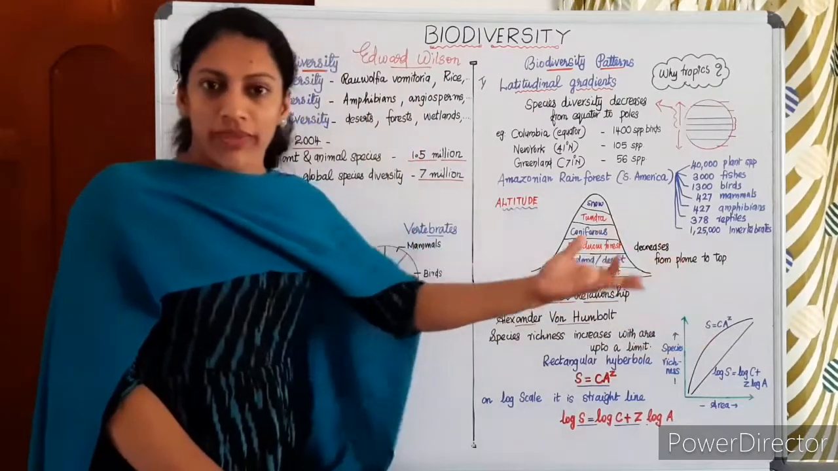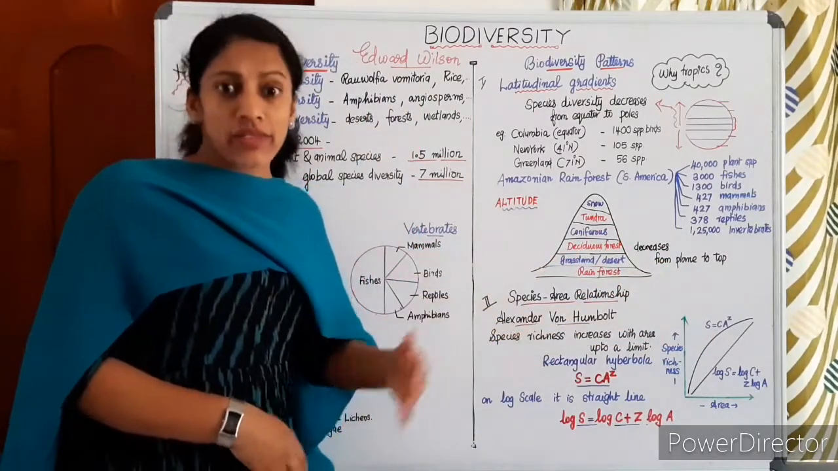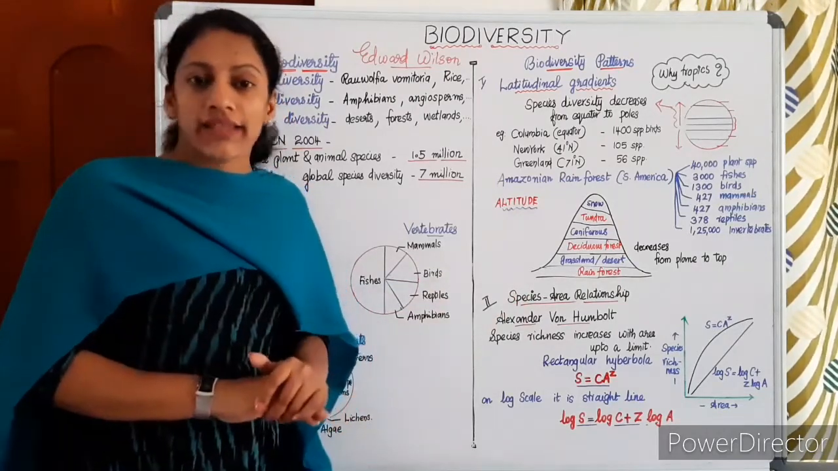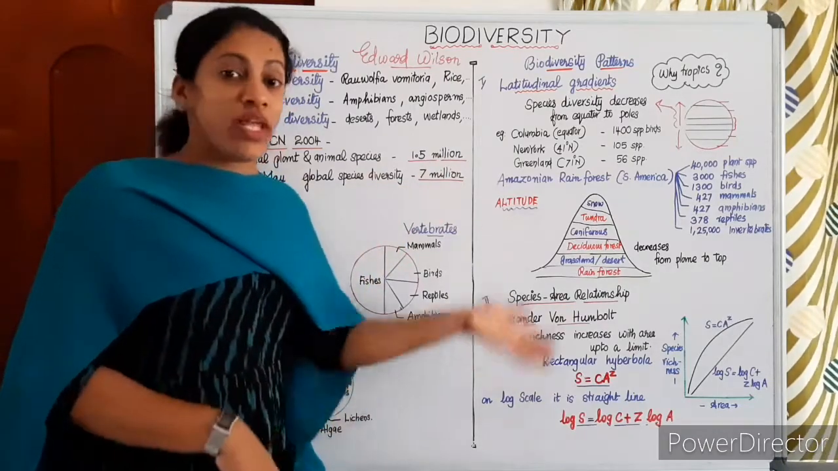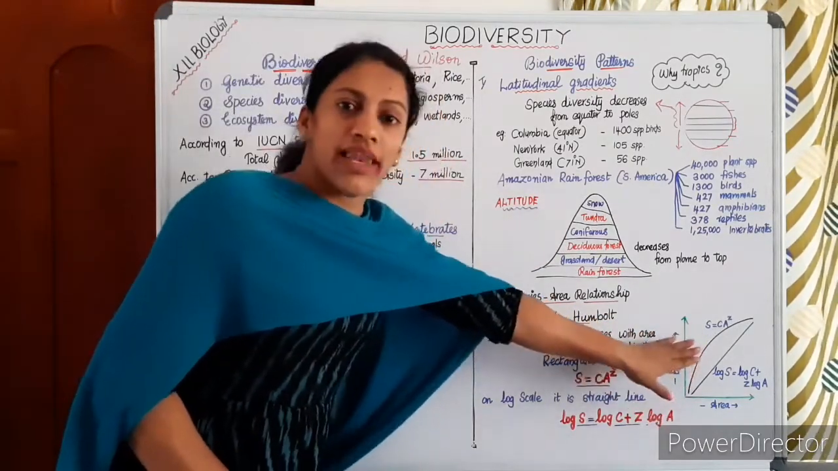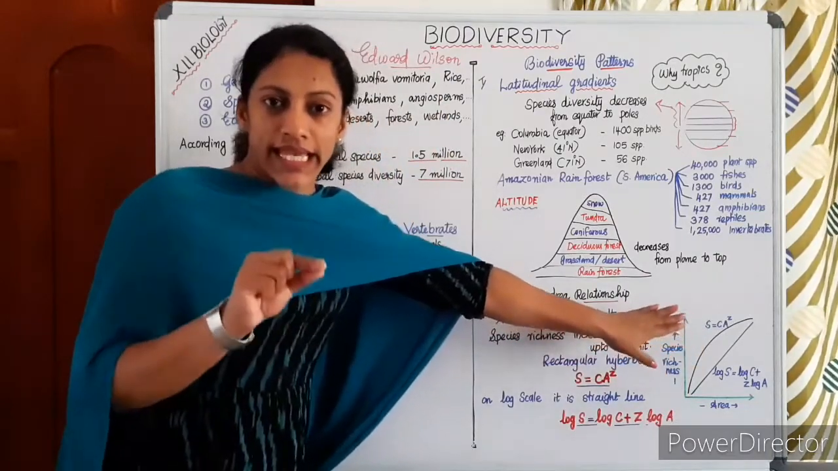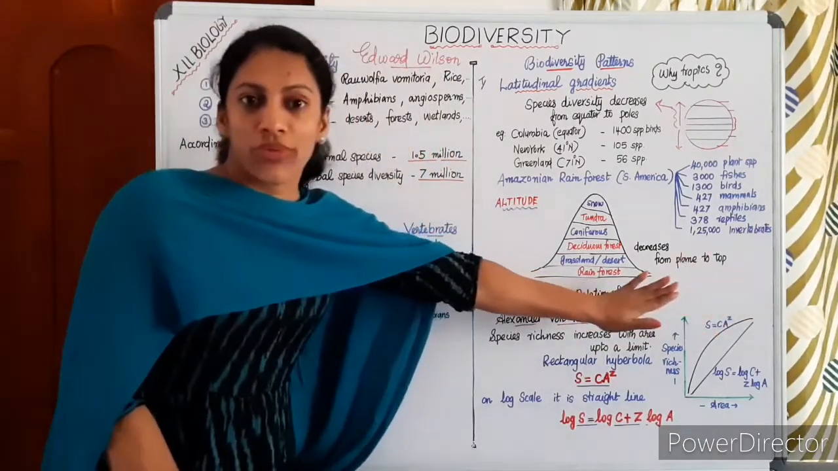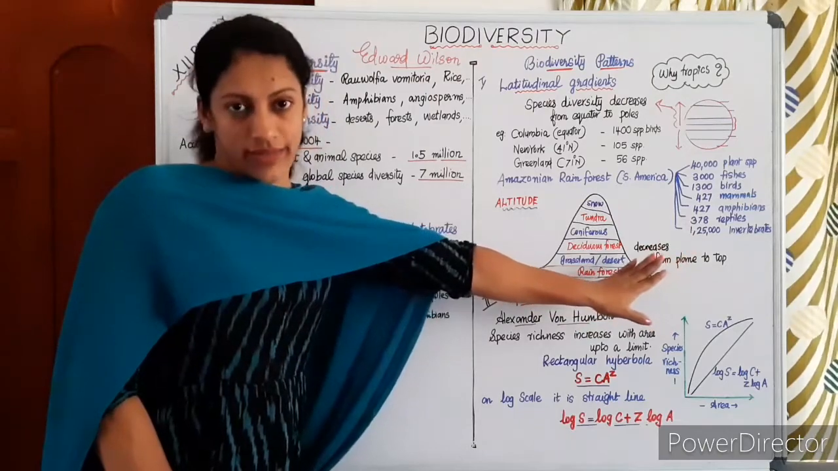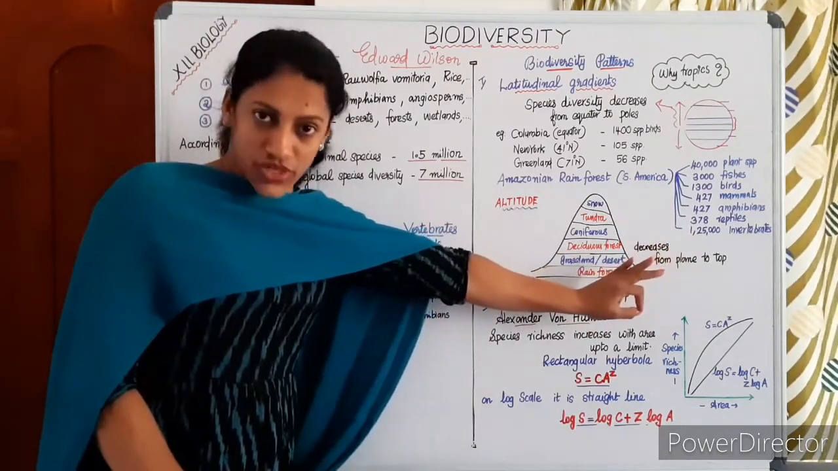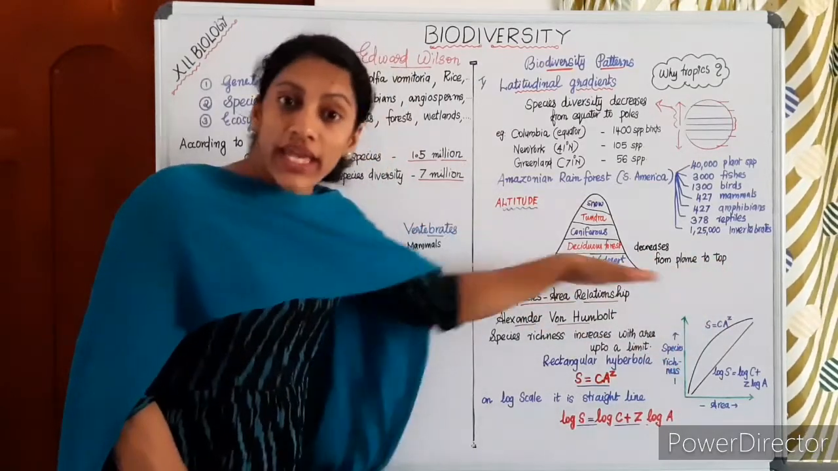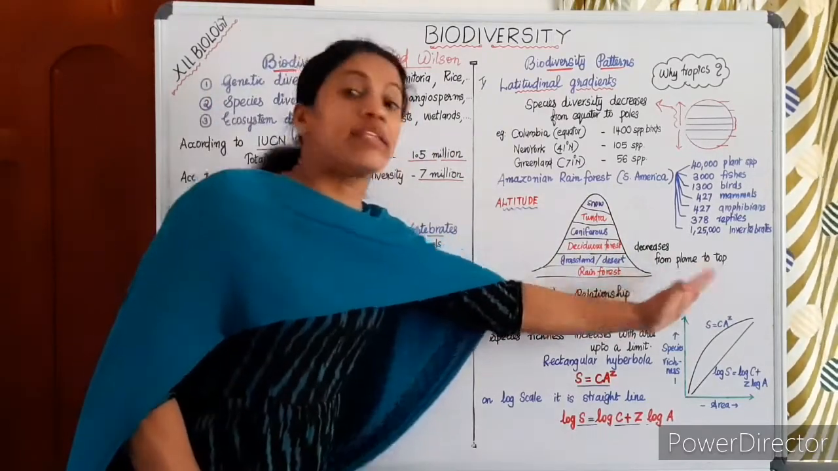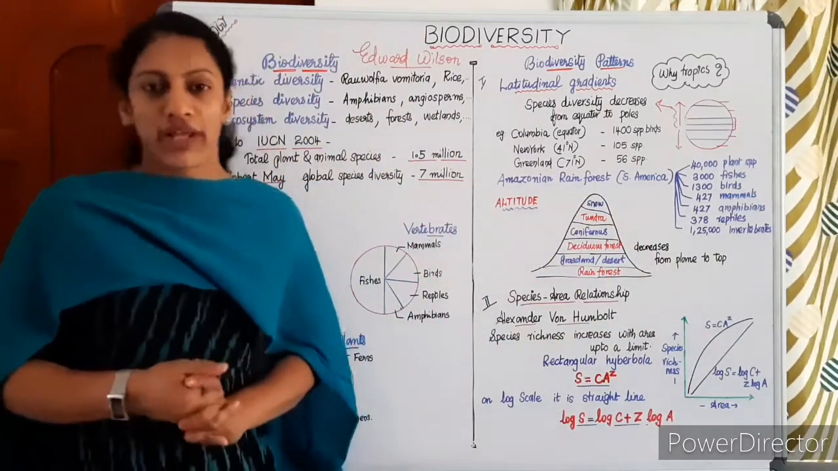The slope means tan theta. You are familiar with slope: change in y-axis by change in x-axis. You have no calculation with this; just understand that the slope is the tan theta value. So, according to Alexander von Humboldt, the species area relationship is a rectangular hyperbola, and the equation is S is equal to C A raised to Z, where S is the species diversity or species richness, C is the y-intercept value, A is the area explored, and Z is the slope of the line, the tan theta value.